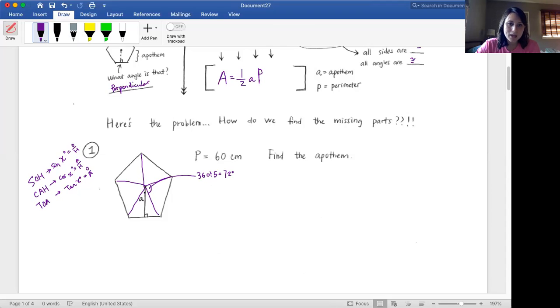Now, if I am looking at this as a right triangle, because I can only use my trig functions using a right triangle. If I know that the perimeter is 60, that means one side would be 60 divided by 5 is 12. One side would have to be 12. Okay, so if I were to split this angle in half, or this triangle in half, that means it would be 72 divided by 2. Okay, so this angle and half of the angle, half of that is 36 degrees.